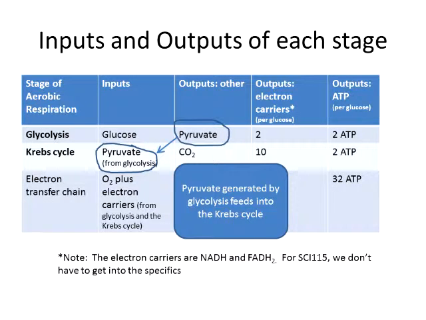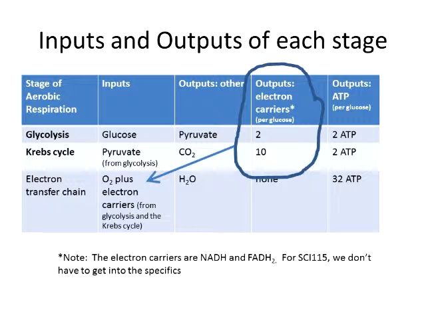Glycolysis breaks glucose down into pyruvate. The pyruvate then feeds into the Krebs cycle, which breaks it down into carbon dioxide. From the glycolysis stage, you get 2 molecules of ATP for every molecule of glucose that you break down. From the Krebs cycle, you get 2 molecules of ATP for every molecule of glucose that you started with.